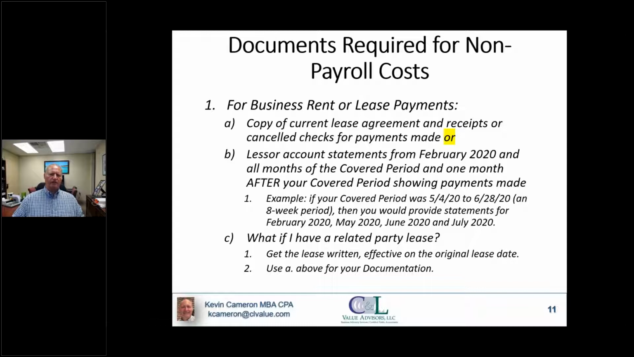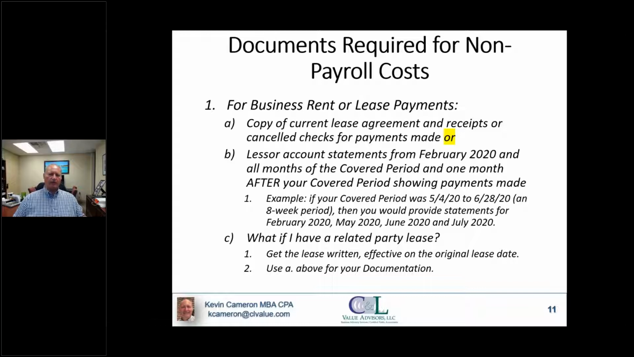Just make sure that the lease identifies what the original lease period was. Even if it's dated today, make sure it acknowledges that the lease was effective prior to February 15th, 2020. And then I think you'd be fine using a copy of that lease for the proof for the non-payroll costs for rents. We still believe that related party leases are includable as non-payroll costs.